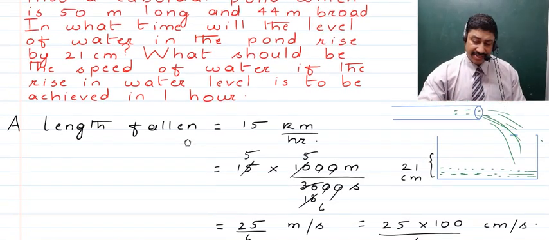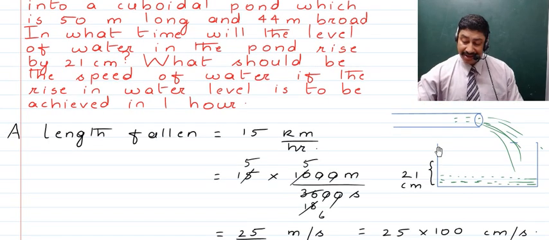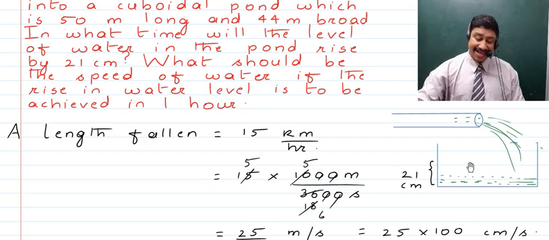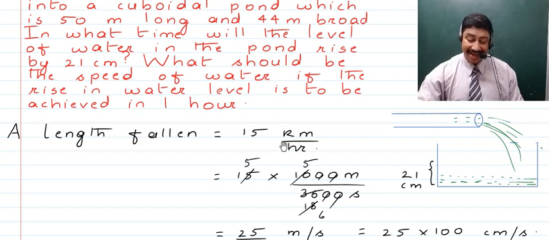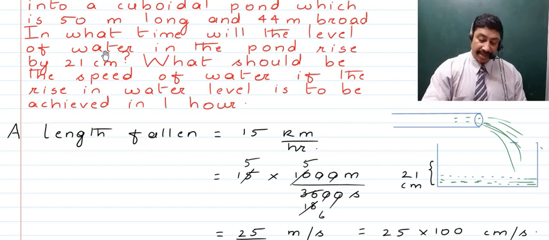Now children, after this, we have been given that this water is actually falling into a cuboid pond which has length of 50 meter and has a breadth of 44 meter, right? So here we make a cuboid tank in which the water is falling, right? The length and the breadth have been given to you, but as they are in meters, they require to be converted to centimeters by multiplying each of the length and the breadth by 100. Okay, in what time will the level of water in the pond rise by 21 centimeter?